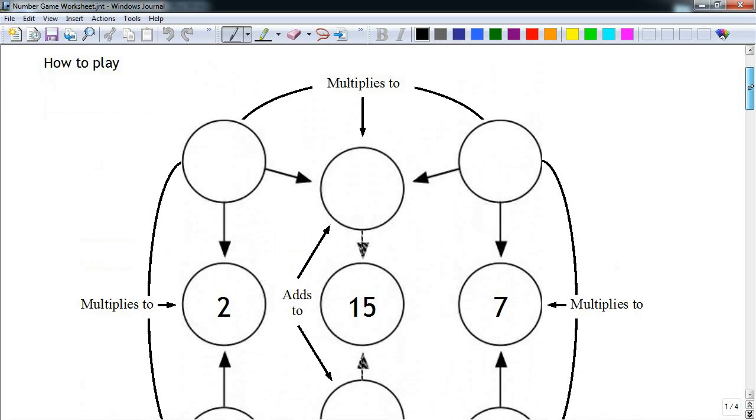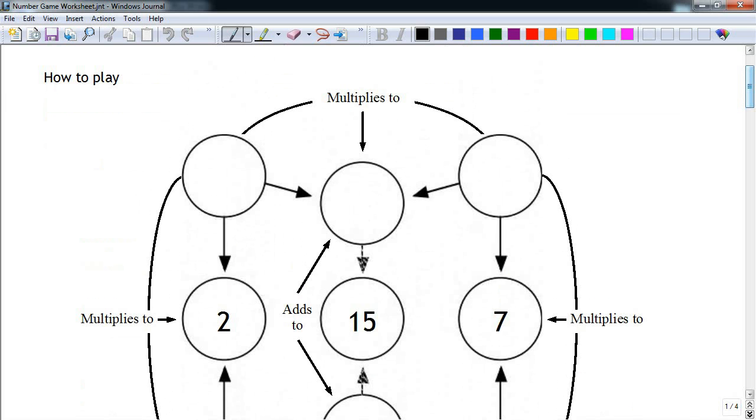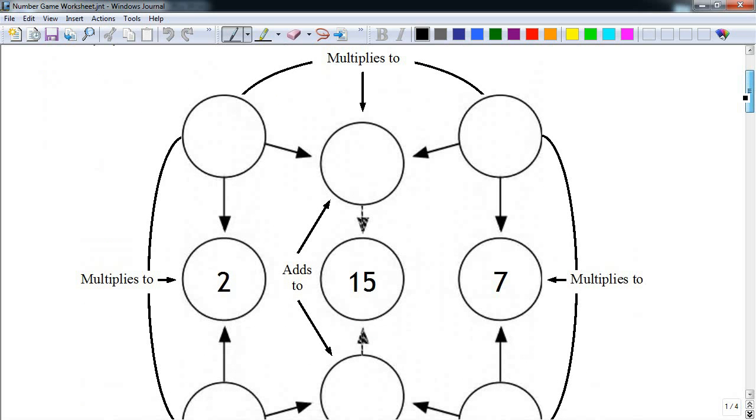So in the number game, you have three numbers. Here we have a 2, a 15, and a 7. And what we want to do is to find four numbers. Here, here, here, and here. Such that these two numbers multiply to be 2. These two numbers multiply to be 7. And if I multiply across and add up those results, I get the middle number.